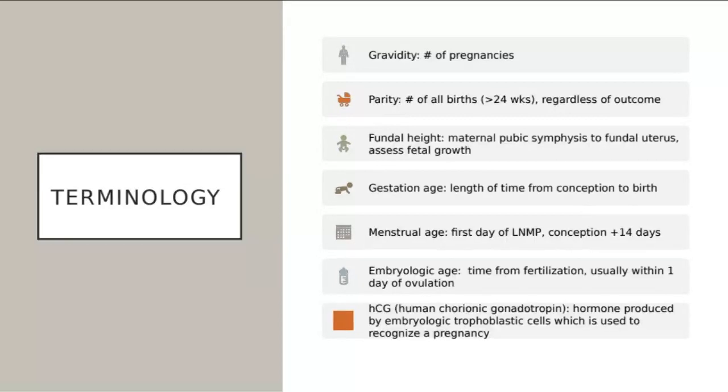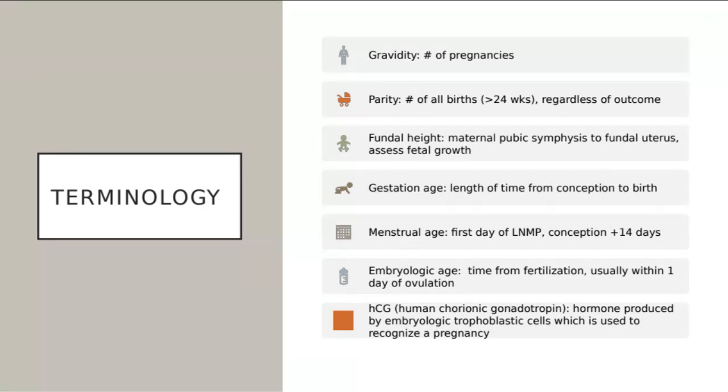Also, embryologic age. This is from the time of fertilization, usually going to be within 1 day of ovulation, right? We just learned about that ovulatory cycle in our GYN class, and we really only know that there's a short period of time that that ovum can be fertilized before it's going to start to degenerate. So it's really going to be a very precise measurement if we can calculate that embryologic age.